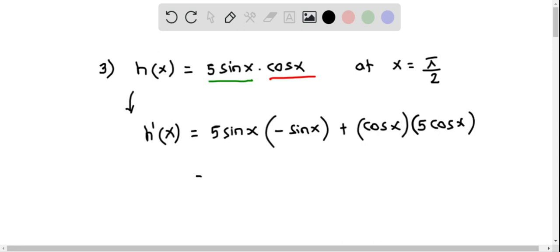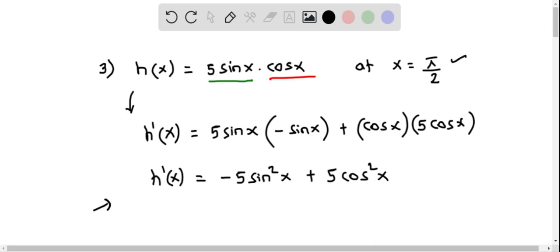And so let's simplify this. We have 5 times sine x times negative sine x, which equals negative 5 sine squared x, plus we have cosine x times 5 cosine x, which equals 5 times cosine squared x. So this is basically the derivative of h of x, which is h prime of x. Now we have to find its derivative at x equal to pi by 2. So let's plug in x equal to pi by 2 into h prime of x. So therefore it becomes h prime of, replace x by pi by 2.